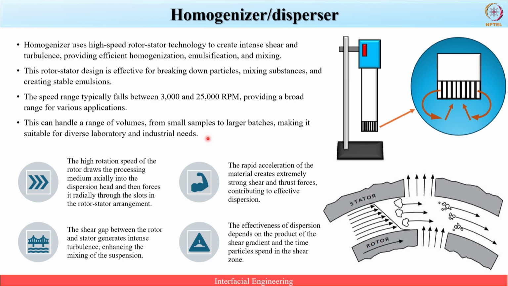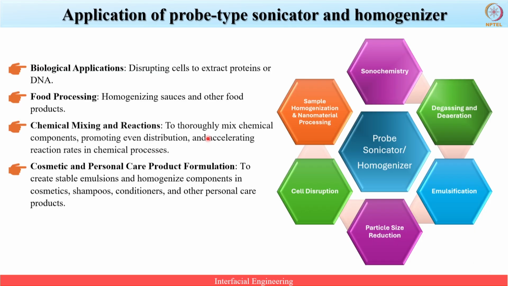If we talk about the application part of probe type sonicator and the homogenizer, one is the degassing and deaeration. They can remove the trapped air or gas bubbles from the liquid, ensuring smooth and air-free emulsions or dispersions. Second is the emulsification, widely used for stabilizing emulsions in formulations such as creams, sauces, or pharmaceutical preparations. Next is particle size reduction.